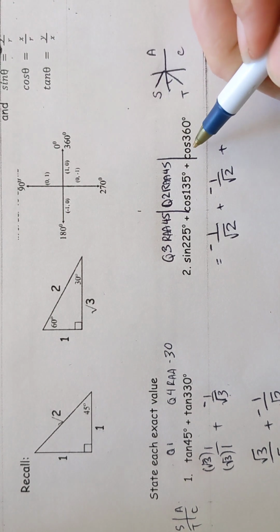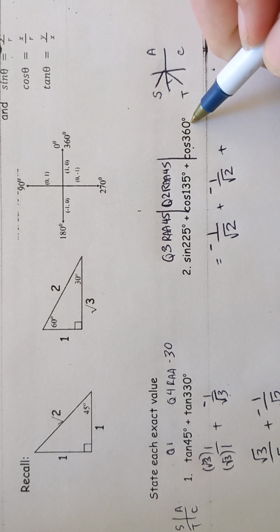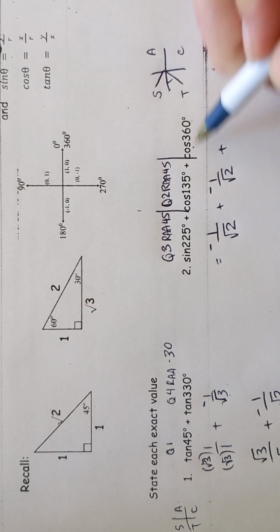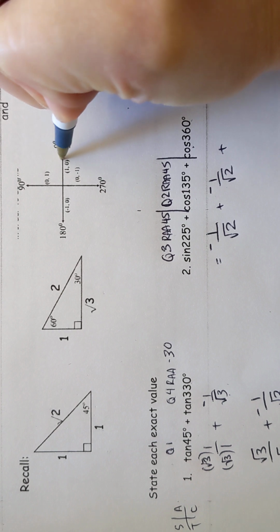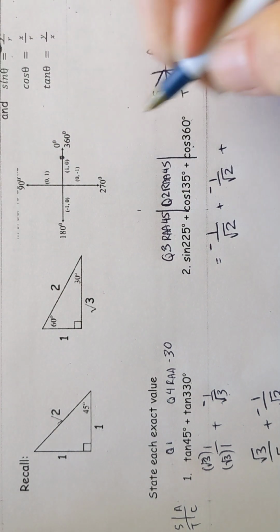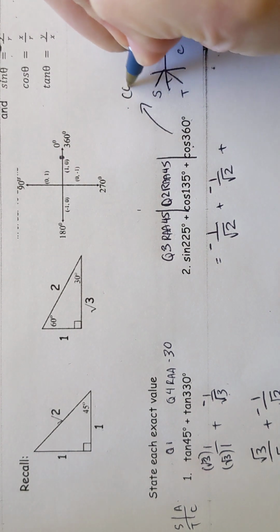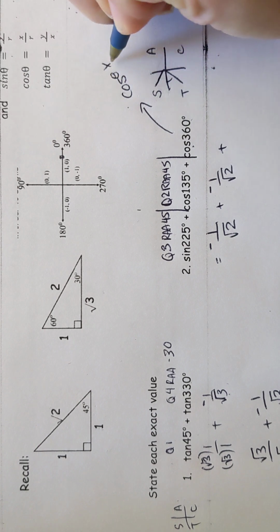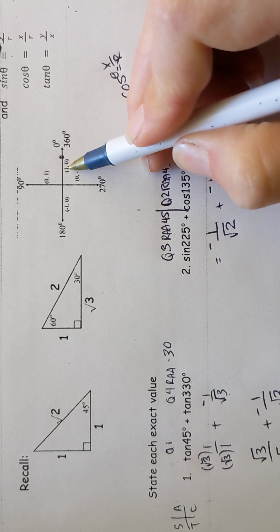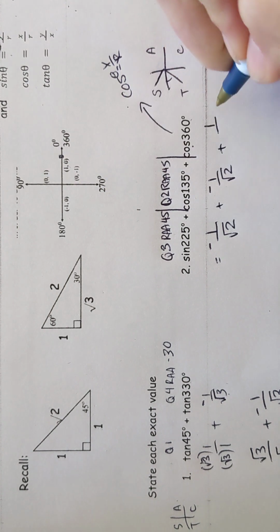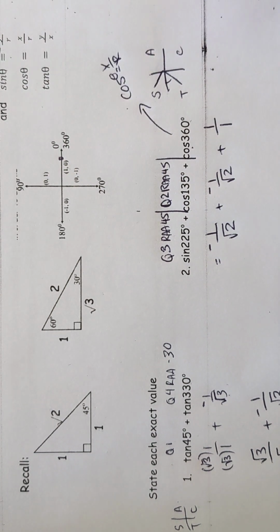Okay, last I've got to do cos of 360. Well, cos of 360 has no RAA. That's just right here on the line. Okay, now I'm going to remember that cos is x over r. And I do have an x value. I have an x value of 1. So this is 1 over 1.